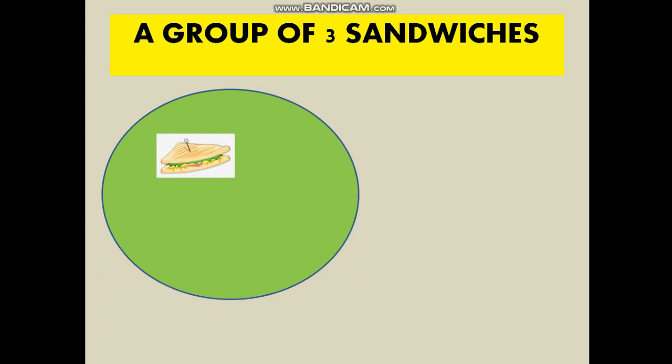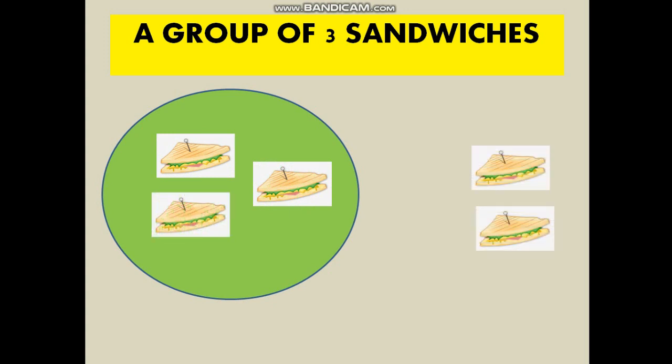So we are going to put the sandwiches, marking them with the circle so that it shows that a group has been formed. 1, 2 and 3, and the remaining will be outside the group. We will never bring them inside because they have asked us to make a group of 3 sandwiches. What next do we have?